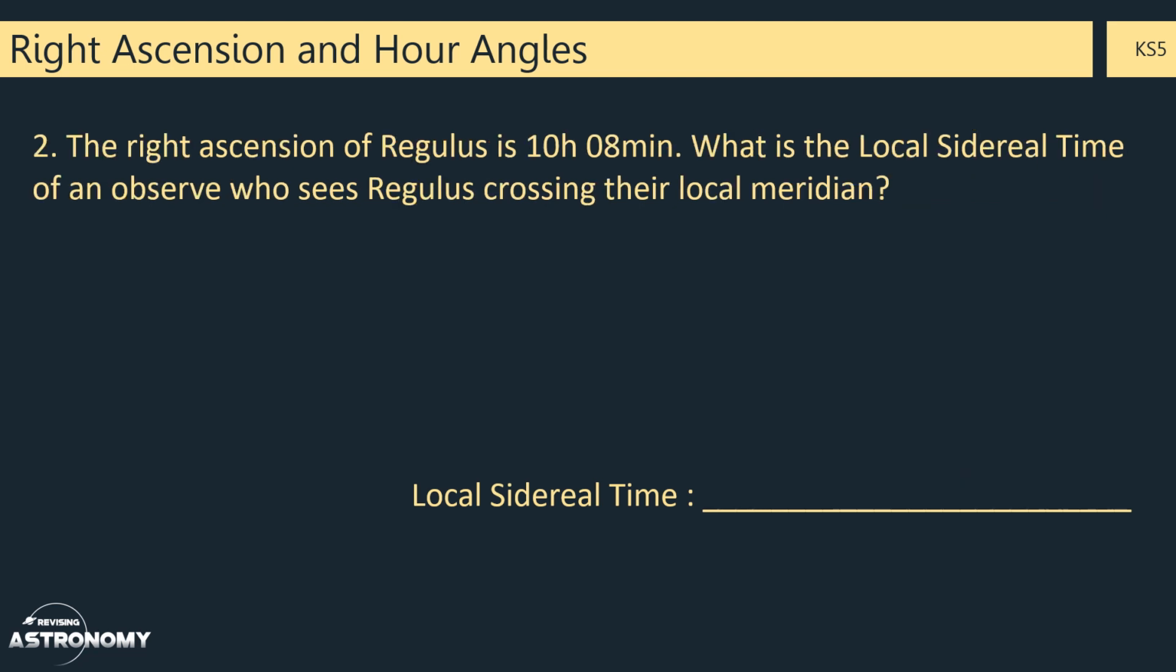The right ascension of Regulus is 10 hours and 8 minutes. What is the local sidereal time of an observer who sees Regulus crossing their local meridian? And again, similarly to the last question, the right ascension will be the same as the local sidereal time. So therefore, the local sidereal time will be 10:08.